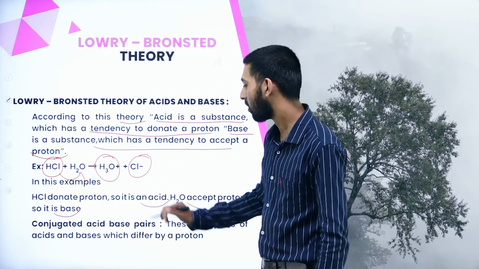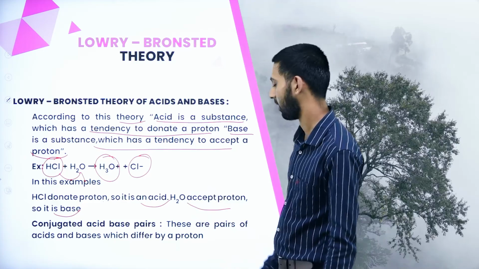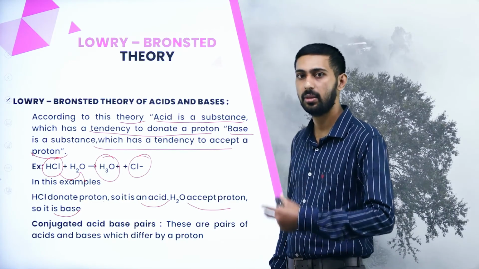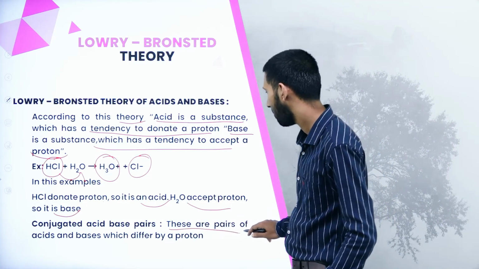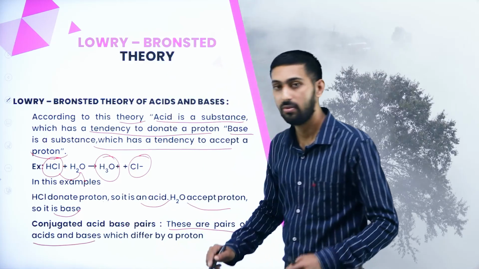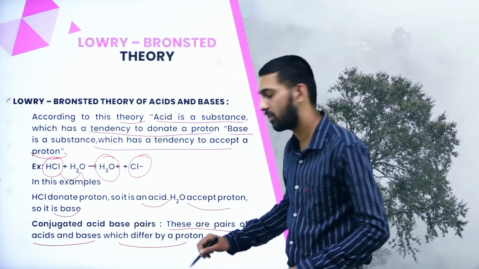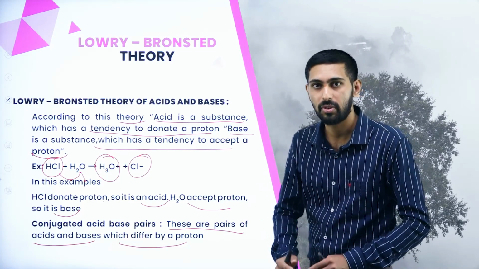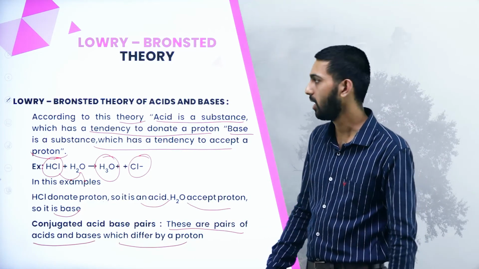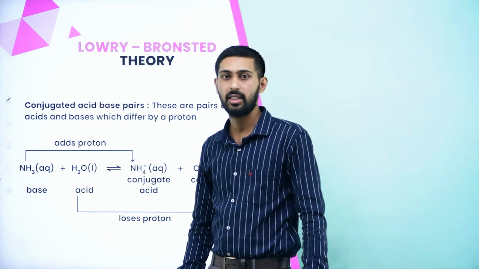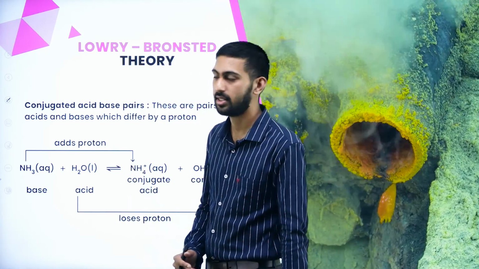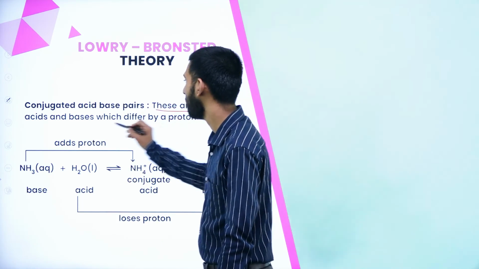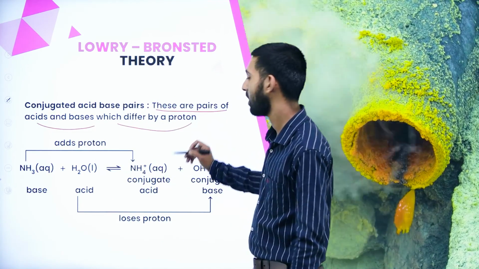Now let us see conjugate acid and base pairs. What do you mean by conjugate acid and base pairs? These are the pairs of acids and bases which differ by a proton. Next thing is conjugate acids and bases. These are the pairs of acids and bases which differ by a proton.